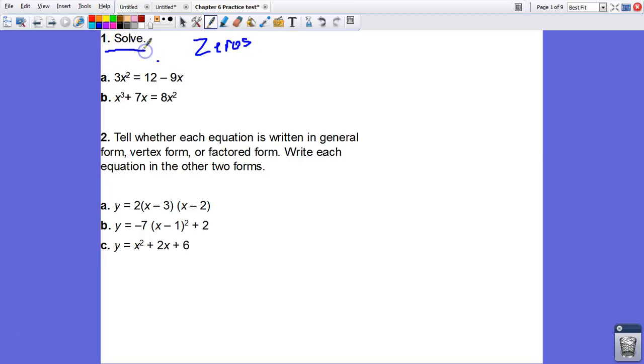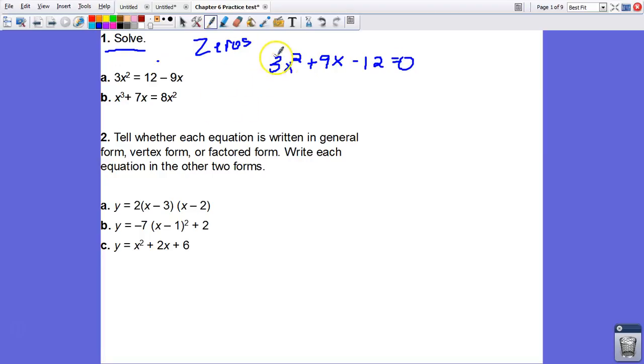So the first thing I'm going to do, these look pretty factorable, but don't forget, if you have any quadratic, you can always complete the square to solve or use the quadratic formula. Remind me to put that on the board for you guys. But let's go ahead and set these equal to 0. So if I look at A, 3x squared, I'm going to put everything on the same side, plus 9x minus 12 equals 0.